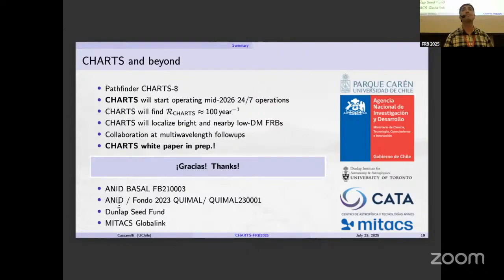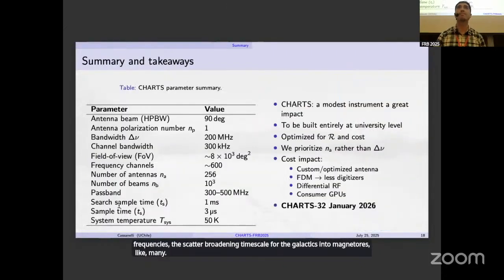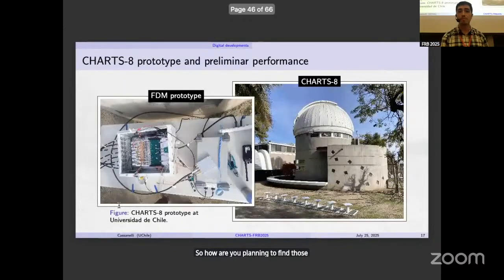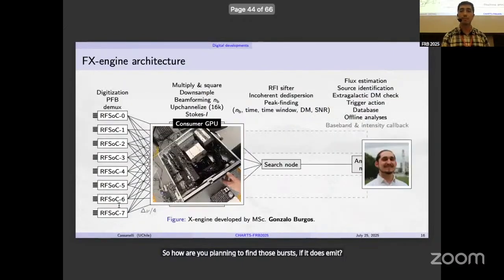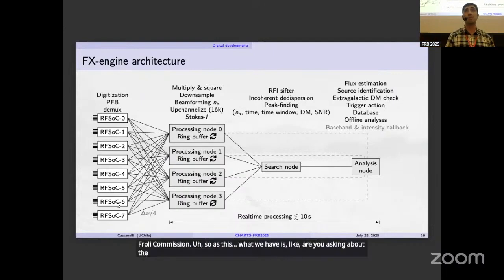Hi, it's Marcus Lower from Swinburne University. At these frequencies, the scatter broadening timescale for Galactic magnetars is many, many seconds. So how are you planning to find those bursts if they do emit FRB-like emission? Are you asking about the computational power? No, I mean, can you actually see second-long duration bursts?